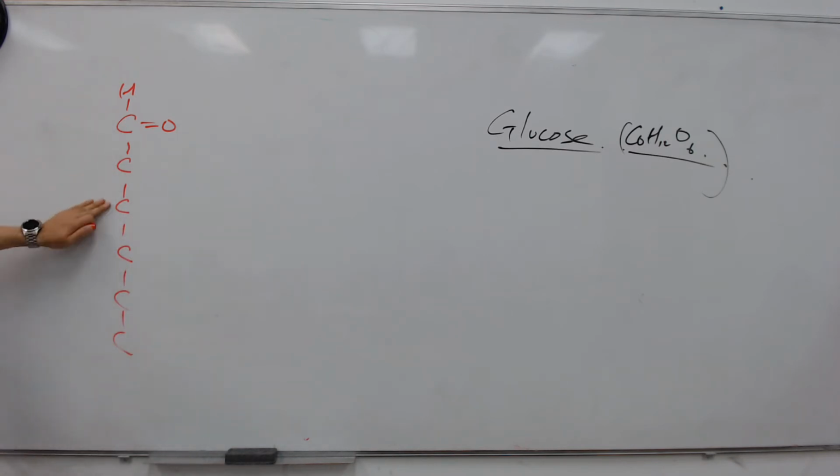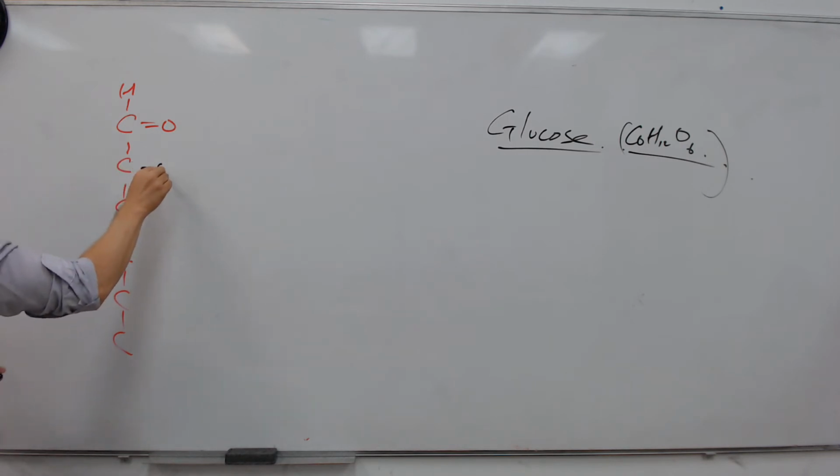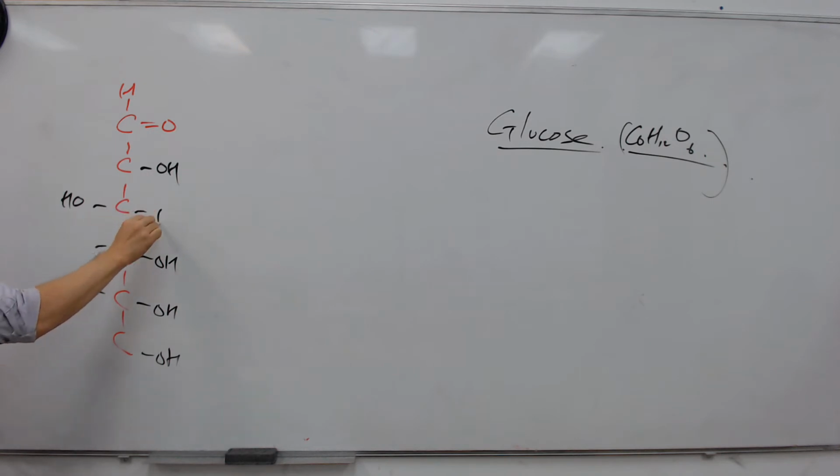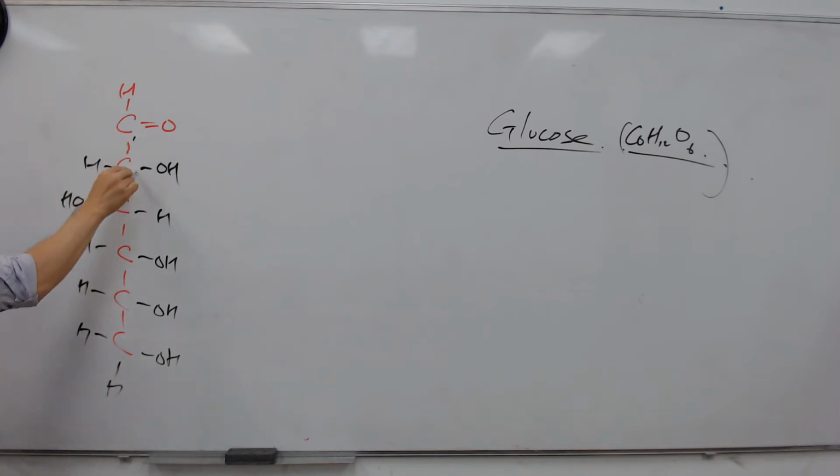So it's 1, 2, 3, 4, 5, 6, right? And now there's an OH group here, OH group here, OH, OH, OH. Hydrogen, hydrogen, hydrogen. This is carbon number 1, carbon number 2, carbon number 3, 4, 5, and 6. Okay, that's glucose.